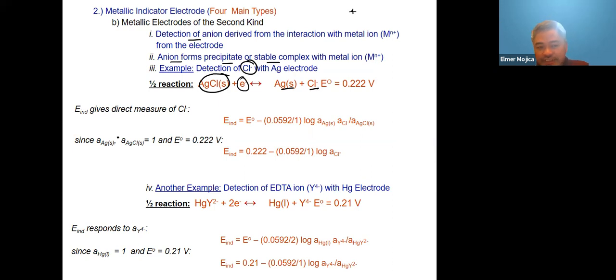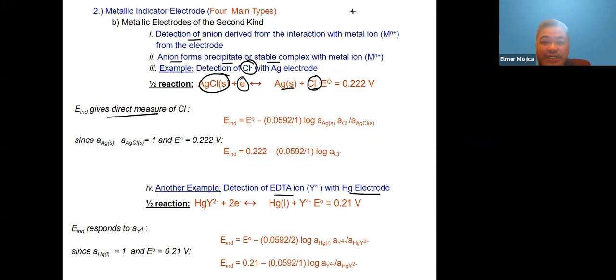Okay, so the indicator there gives a direct measure of your chloride. So what happens here is that the activity you get is related to the interaction of silver chloride that produces chloride. Now, another example of the second kind is the mercury electrode reacting with EDTA.